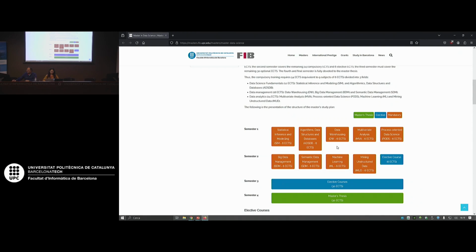So in the 1st semester, you see that you have a blended mix of courses from the data analysis part and concepts from the data management part. What I told you, you need to build both sides of the story. So from the data management, you have algorithms, data structures, and databases. This is a foundations course, especially for people who are not computer scientists or didn't have a computer science background and come from mathematics or any other engineering.